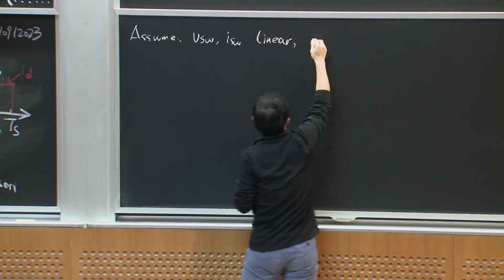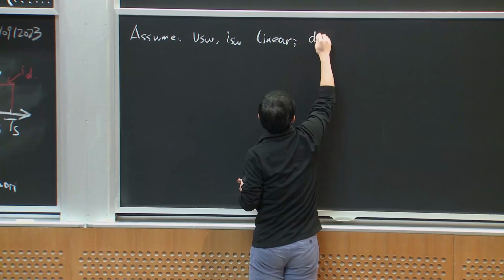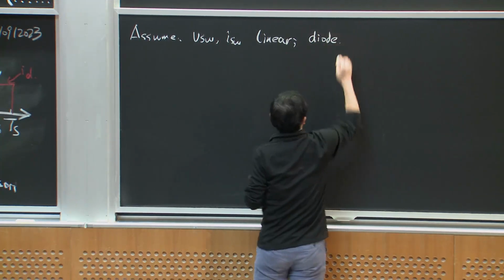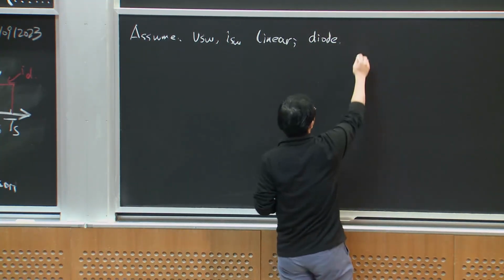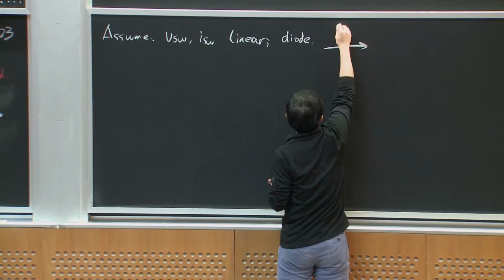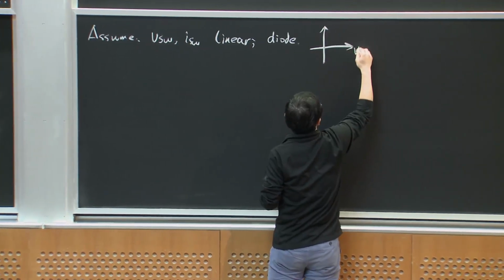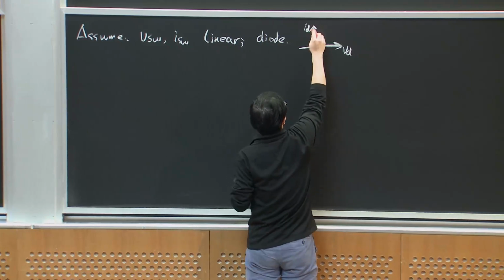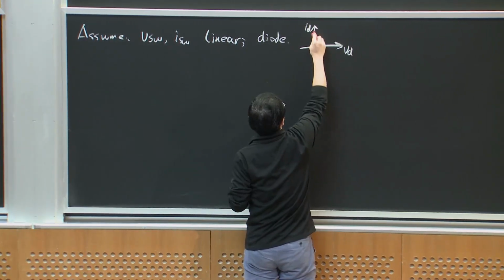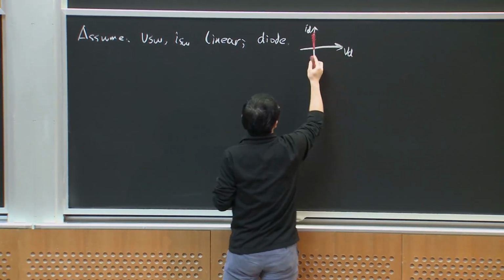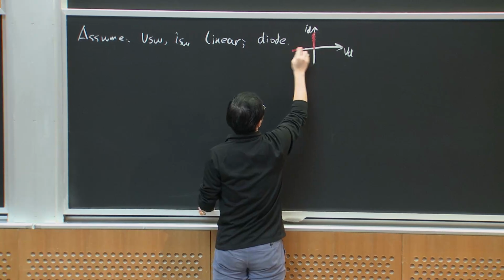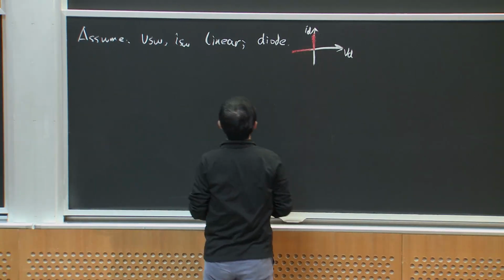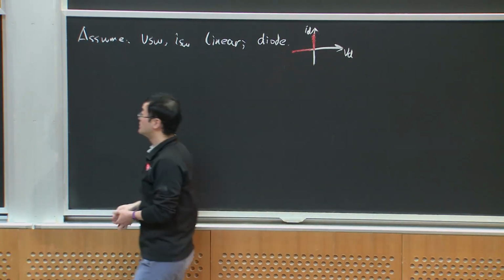And here we also assume our diode is ideal. So what do I mean by an ideal diode? It is from the characteristic IV curve. This is VD, this is ID. So a diode can conduct any amount of current during its on state with a 0 voltage drop. And a diode can block any amount of voltage during its off state. So this is the ideal diode.